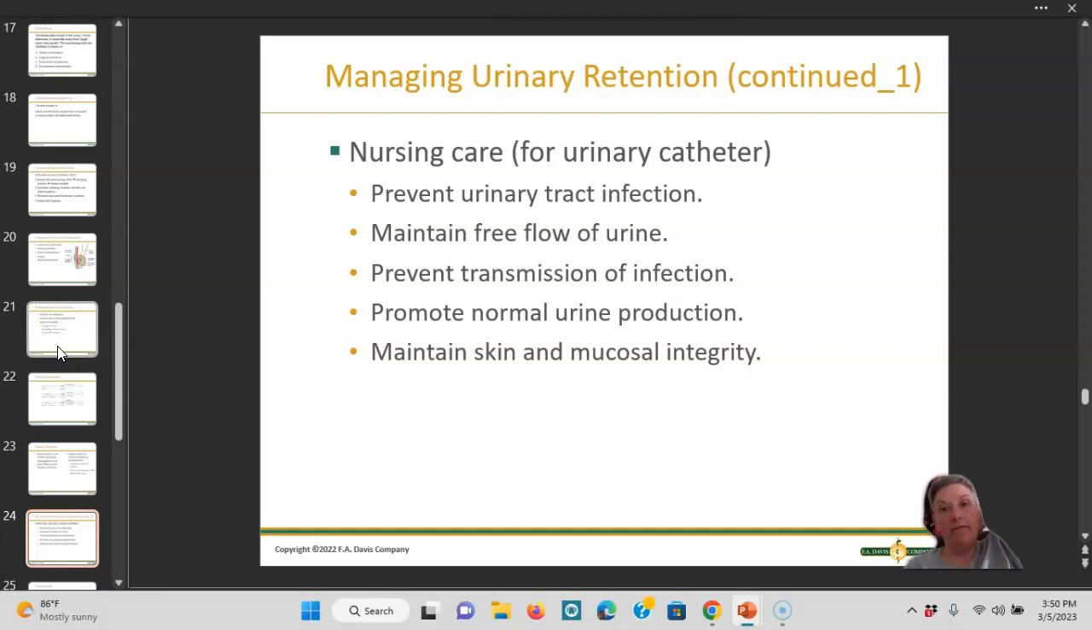Prevent transmission of infection. So that's peri-care, catheter care. Promote normal urine production. Hydration, hydration, hydration. Maintain skin and mucosal integrity. Not pulling on that catheter. Taping it to the inside of their leg. You don't want to have traction on it.